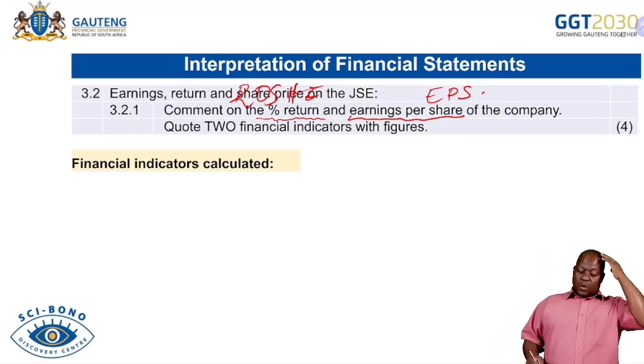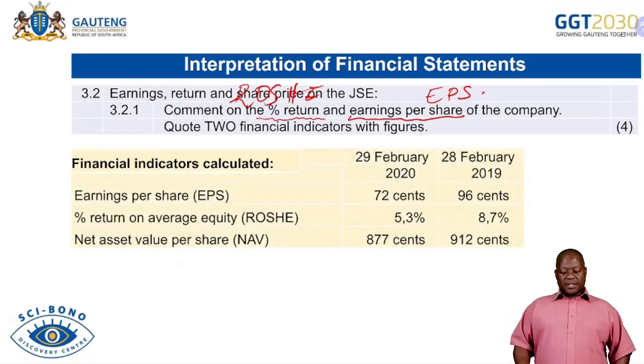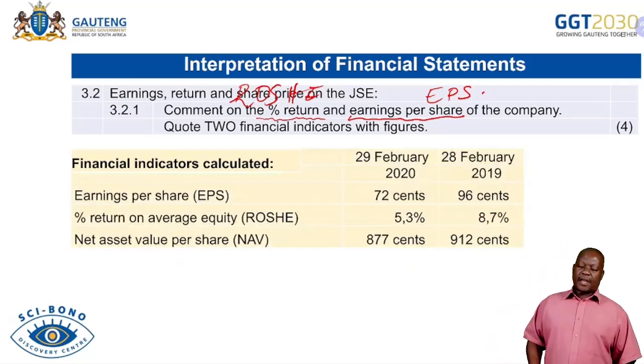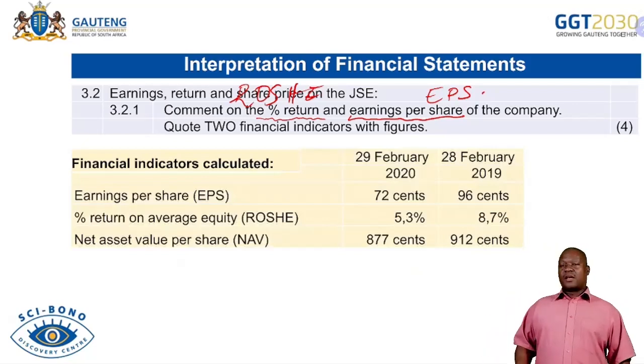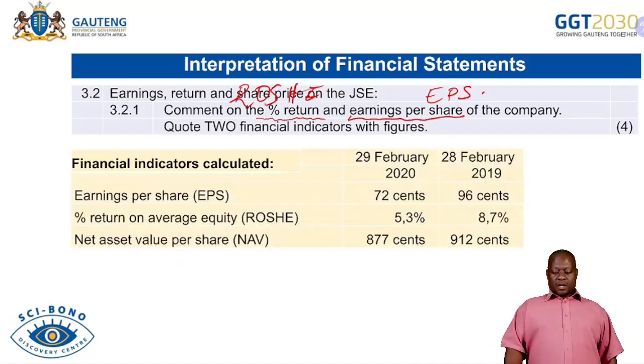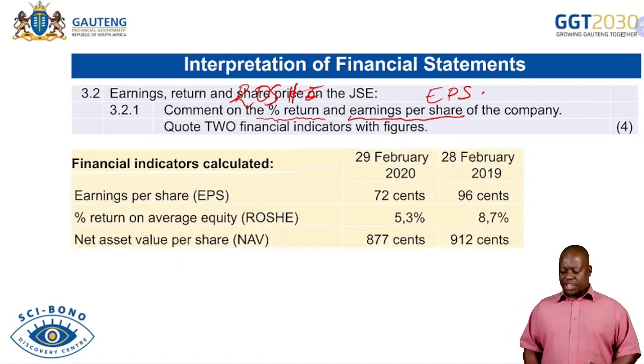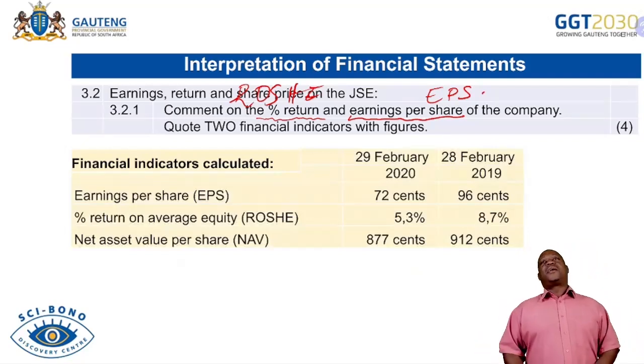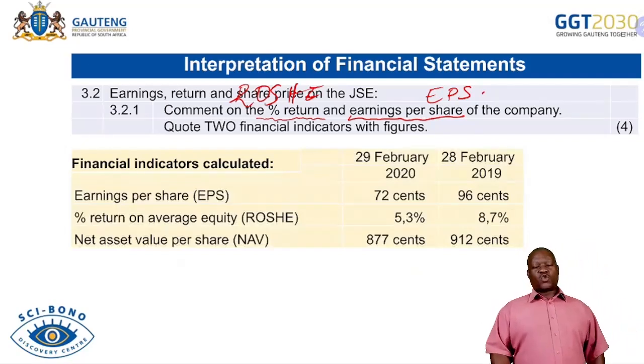Now, this is the information that is provided to us. Check. Earnings per share, 96 cents in 2019 and 72 cents in 2020. This signifies a decline in earnings per share. Our shares are earning less in 2020 than they were earning in 2019. Let's look into the ROCE.